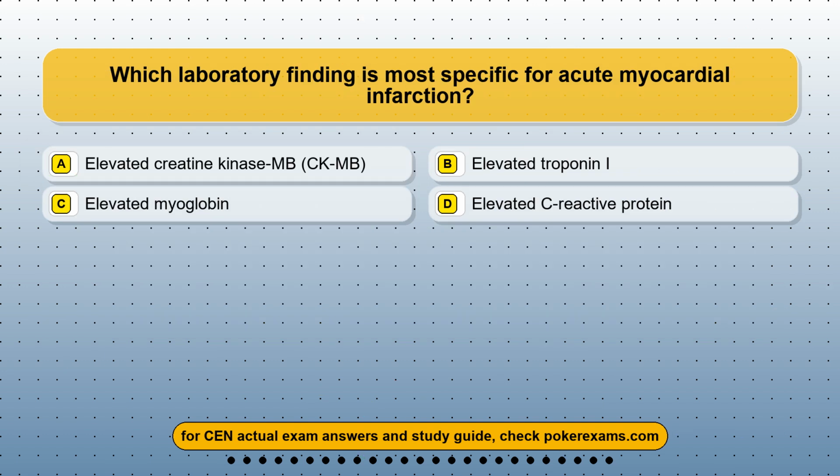Question 13. Which laboratory finding is most specific for acute myocardial infarction? Option A, elevated creatine kinase-MB, CK-MB. Option B, elevated troponin I. Option C, elevated myoglobin. Option D, elevated C-reactive protein.